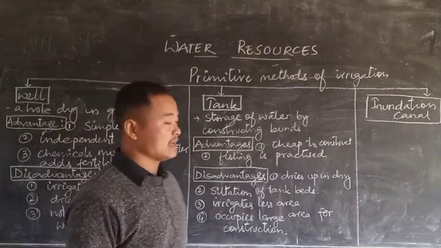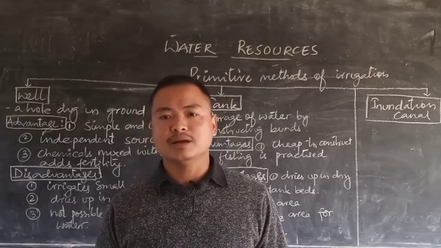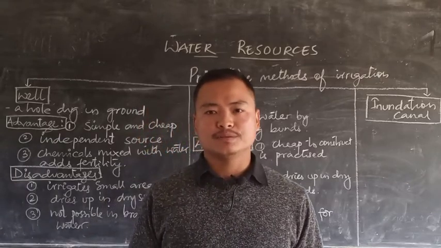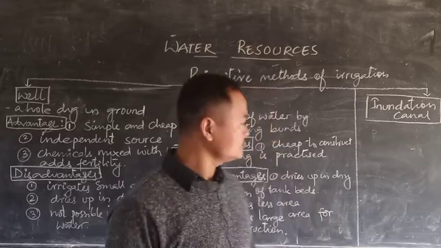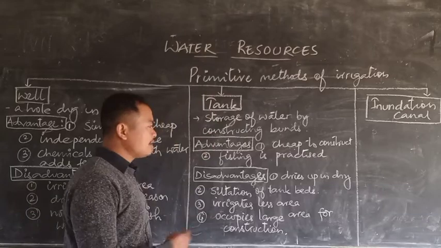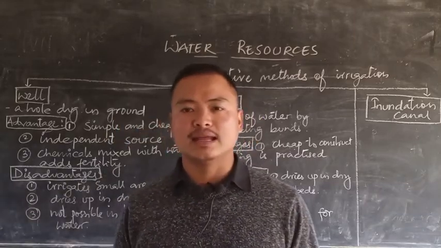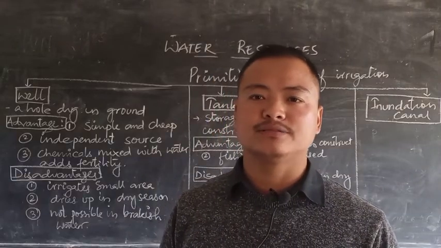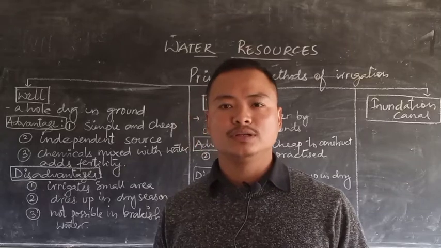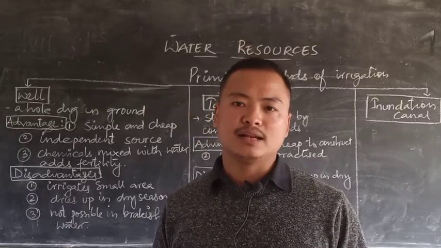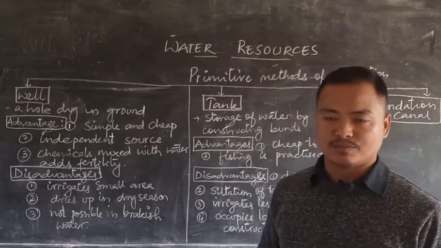We see the advantage is very similar to that of well irrigation. It's very easy to construct and much cheaper as well, because it is affordable to every farmer in India. The next is, apart from just storing water, the water stored in the tank can also be utilized for pisciculture, that is fish rearing. So it gives an income to the farmer, and at the same time the water can also be utilized for irrigation practice.